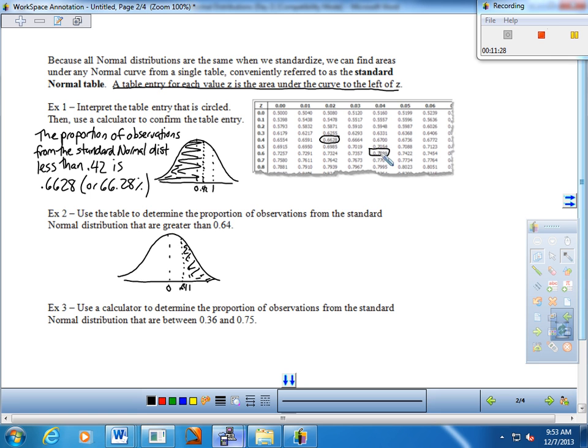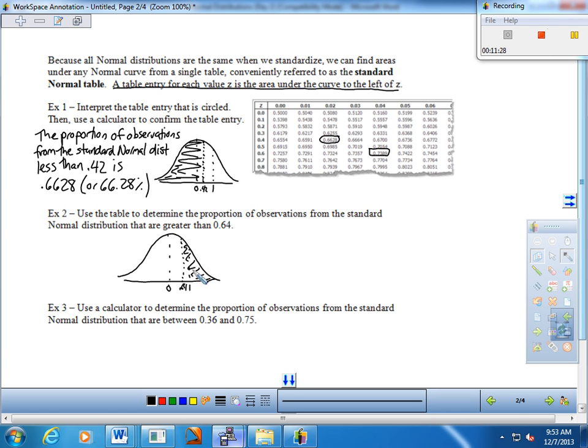Now here's where we have to be careful. That 0.7389 represents the proportion of observations to the left of our z-value. So 0.7389 would actually be everything here. So about 73.89% of the values are to the left of the z of 0.64.